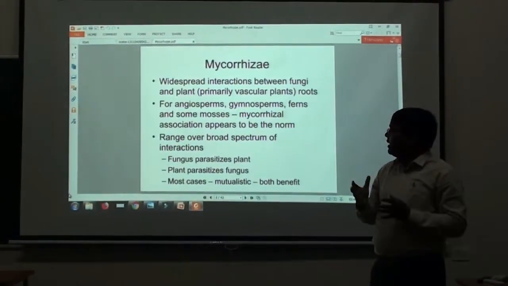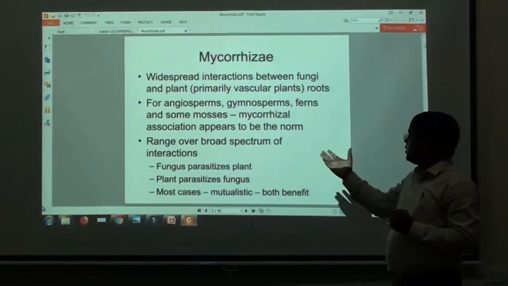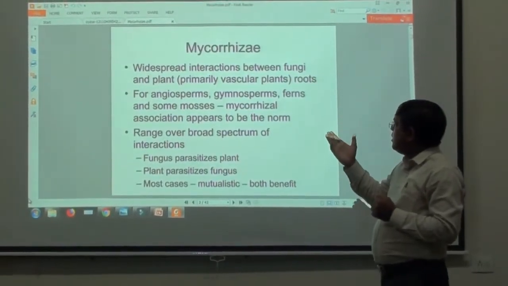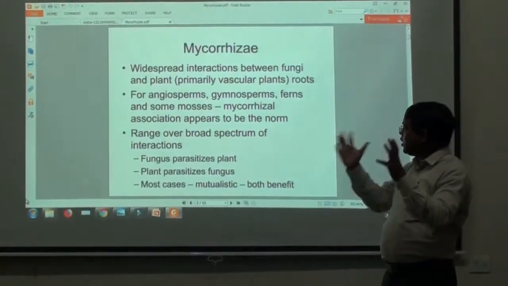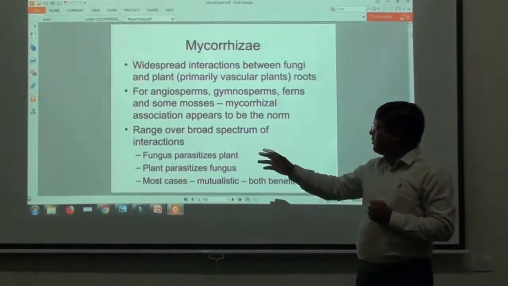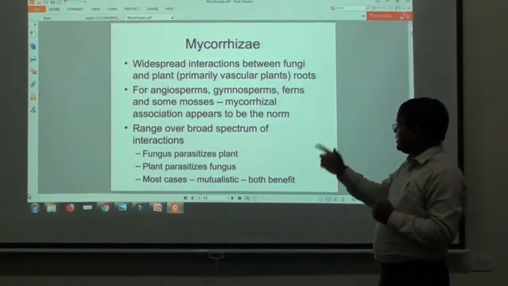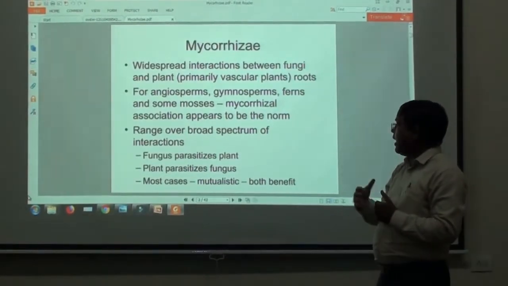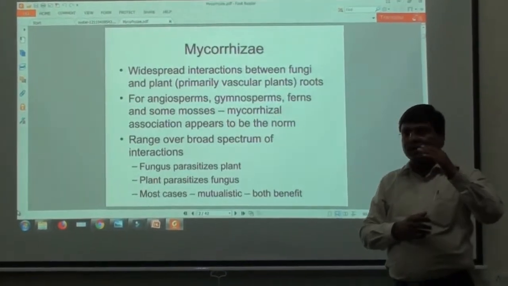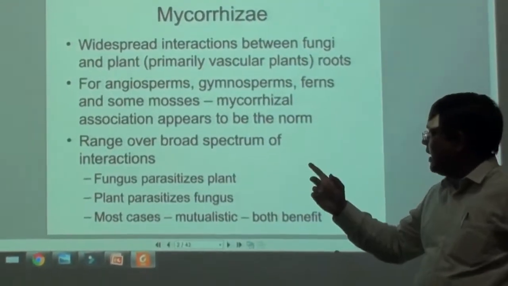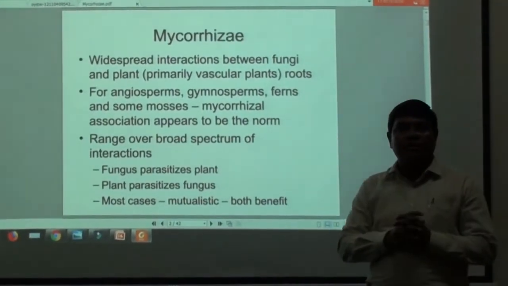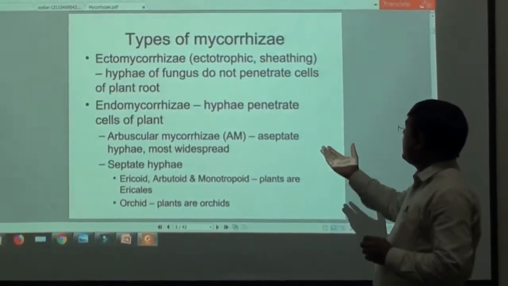For angiosperm plants and gymnosperms, ferns and some of the mosses also have a collaboration with this particular Mycorrhiza. And it ranges over a broad spectrum of interaction, where it is also having interaction with the fungus parasite plant, and the second is the plant parasite with the fungus, and in most cases mutualistic interaction will be formed. Whereas in parasitization with the fungus and plants, and in mutualistic activity, we can find them mostly in this particular aspect.